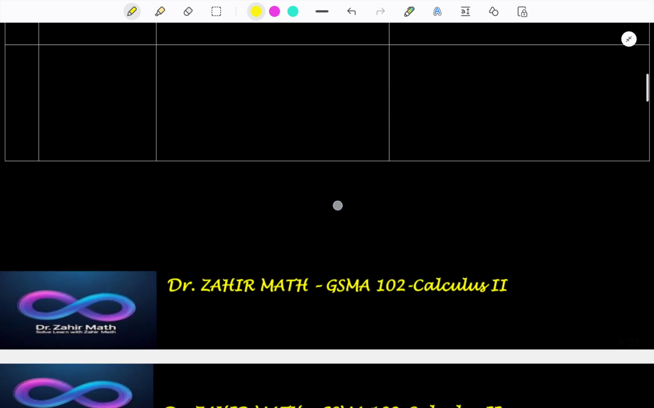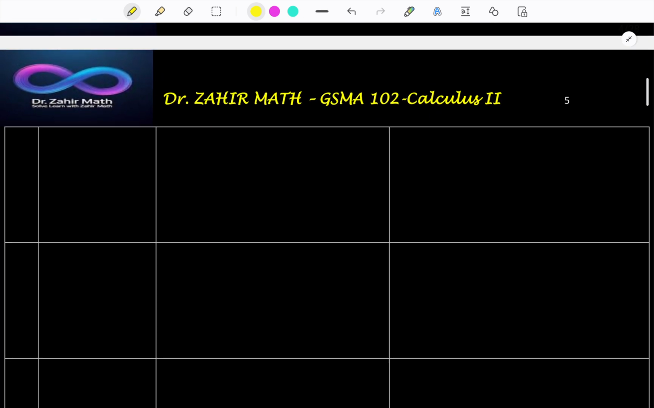Okay. So let's go to the next three rules. What are they? The next ones are number 4, number 5 and number 6. Right. The next is cosecant x, and the next is secant x, and the next is cot x.